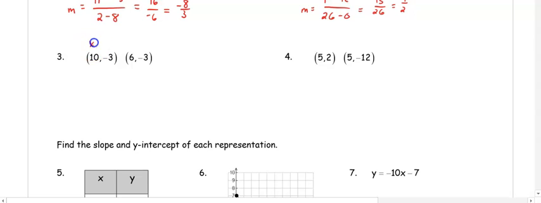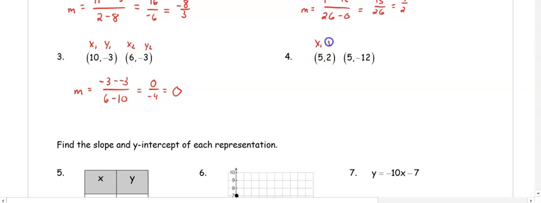In number 3, we have x1, y1, x2, y2. So our slope is -3 minus -3 over 6 minus 10, which gets us 0 divided by -4. 0 divided by any number is 0.